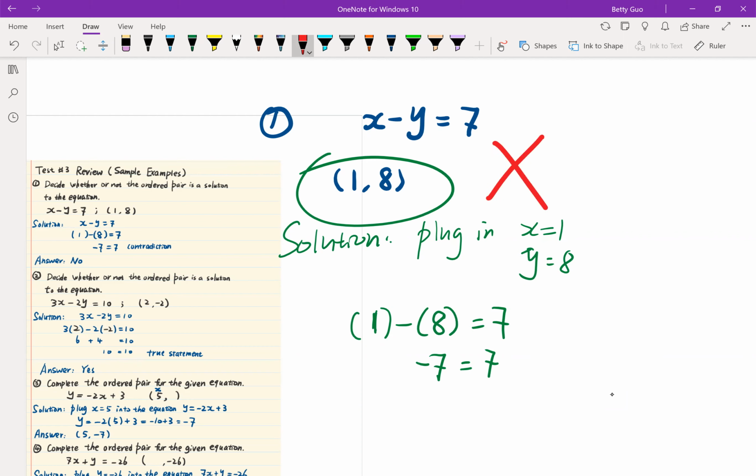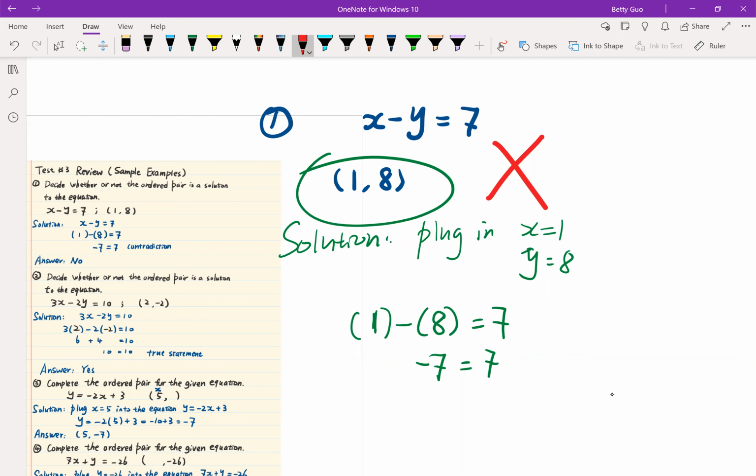So is this ordered pair a solution or not? Not a solution, okay? Just choose no. Does that make sense? It's easy, right? Any question about this problem? Tomorrow, for the first problem, you simply plug in. X equals the first component, y equals the second component. If after you plug into the equation you get a true statement, you choose yes. If you get a contradiction, you choose no. Is that clear? Okay, let's see number 2.